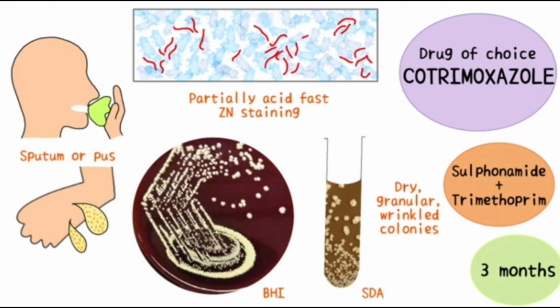Another easy way to remember the treatment of actinomycetes is SNAP. SNAP: S for sulfonamides, N for Nocardia, A for Actinomyces, P for penicillin. So SNAP is just a quick review for the treatment options for actinomycetes.